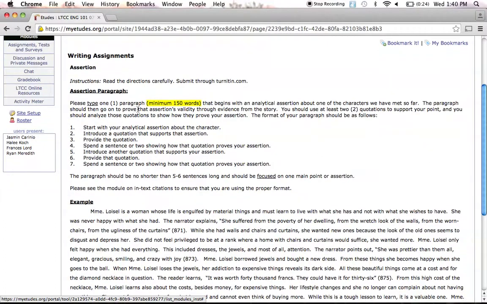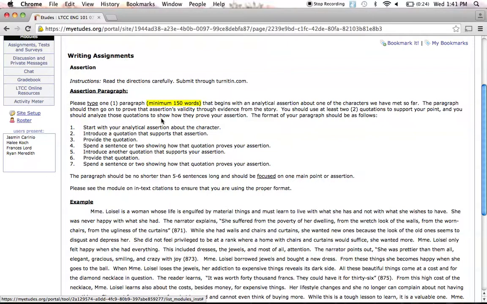So it says, please type one paragraph, minimum 150 words. Remember, the word count is important because we have to keep this class transferable to the UC schools. So make sure you target that 150 words as a minimum, which shouldn't be too hard. But basically, you're going to make an assertion about one of the characters we've met so far. The paragraph should then go on to prove the assertion's validity through evidence from the story. You should use at least 2 quotations to support your point, and you should analyze those quotations to show how they prove your assertion. Okay?